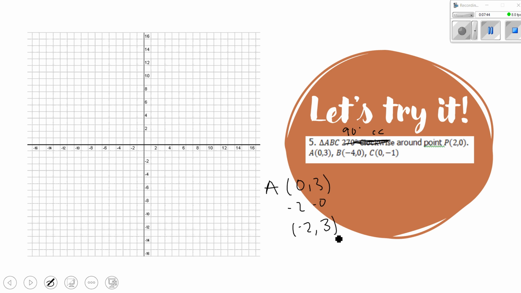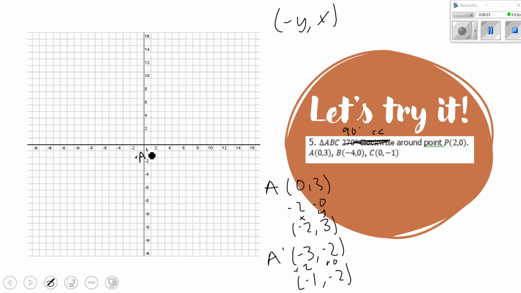Then we go, okay, what was the formula for 90 degrees? 90 degrees, remember, was negative y, comma x. So if negative 2 is your x and 3 is your y, then A prime will be at negative y, comma x, or negative 3, negative 2. And then the last step, don't forget, was to add that point of rotation back in. So now we're going to add the 2, add the 0, and you get negative 1, negative 2. So we're going to go to negative 1, negative 2, put a point right there, call that A prime.